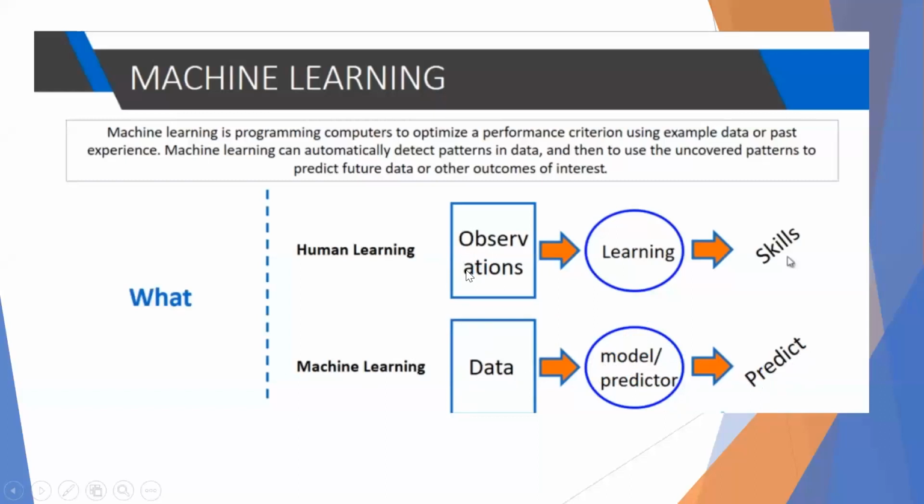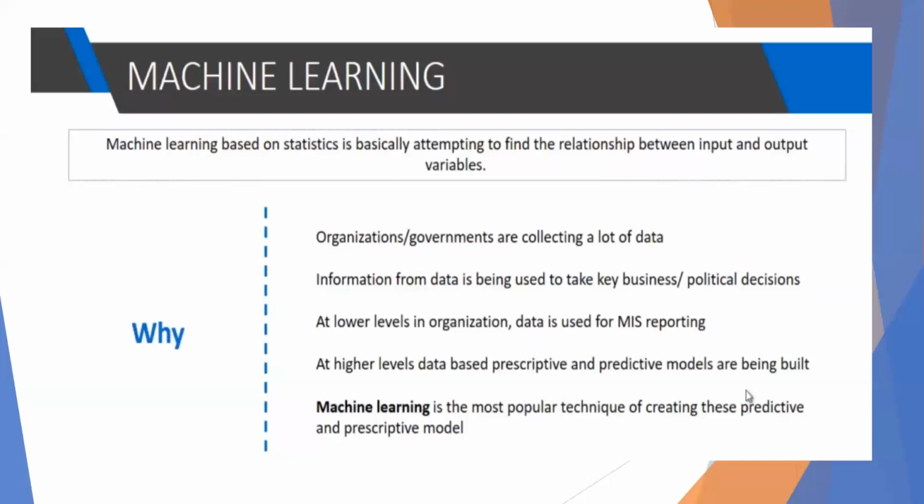Humans have limited memory and a fatigue factor; we can't work 24 by 7. But if we train our machine in this way, it will be beneficial for humans as well. We can do a lot of work with the help of machine learning. So why do we prefer it, and why is it so common nowadays? Basically, machine learning is a statistical approach that helps us build the relationship between input and output, so past and future prediction is possible with this.